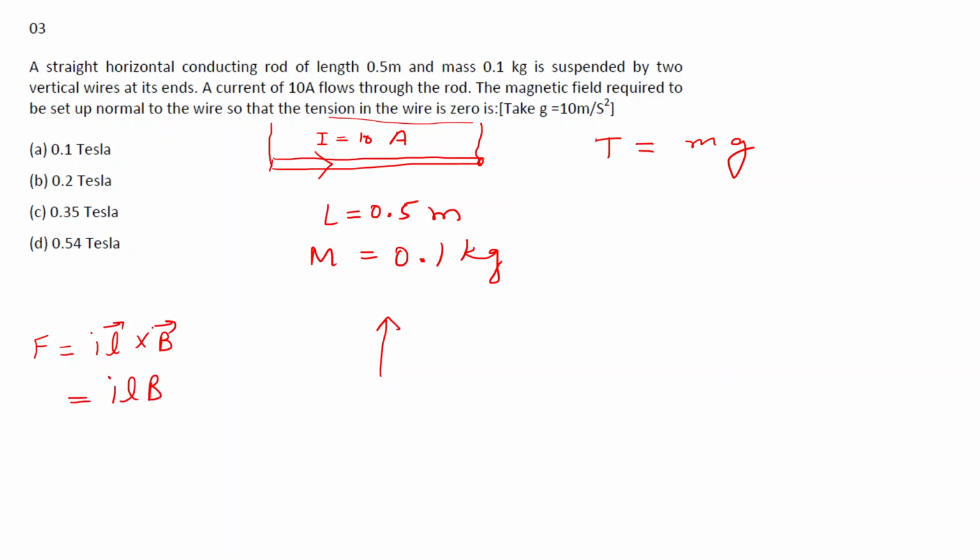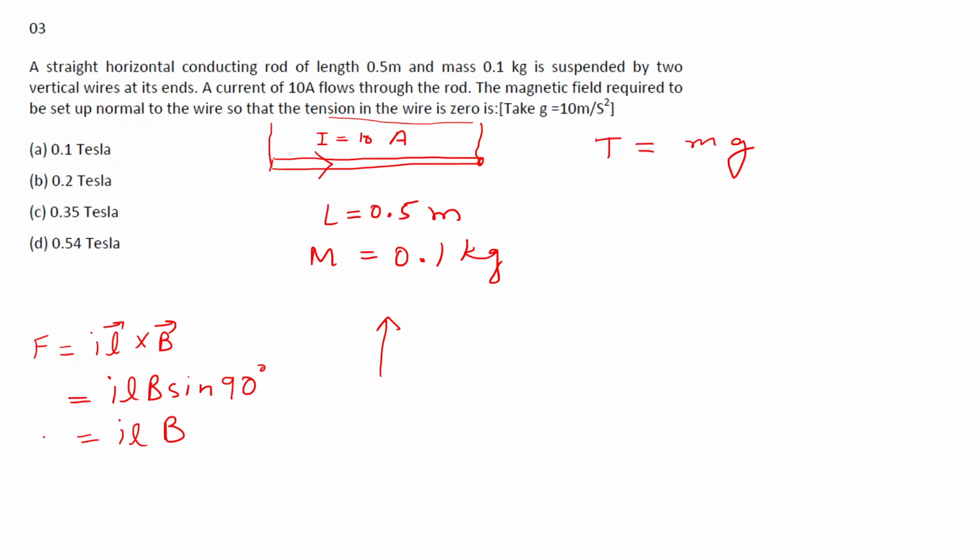That means this is a cross product, so sine theta. What is the direction between this? Theta will be 90 degrees, right? The current is flowing in this direction and we want to find the force in this direction. The length is in this direction and the magnetic field is in the perpendicular direction. So sine 90 degrees, and we know sine 90 degrees is 1. So this will be I L B.